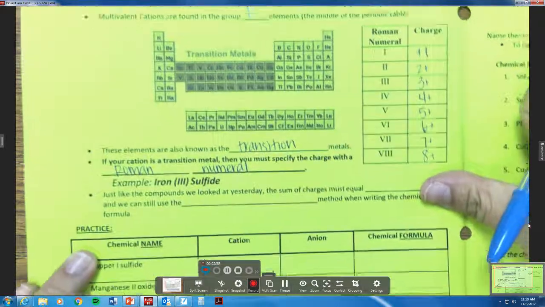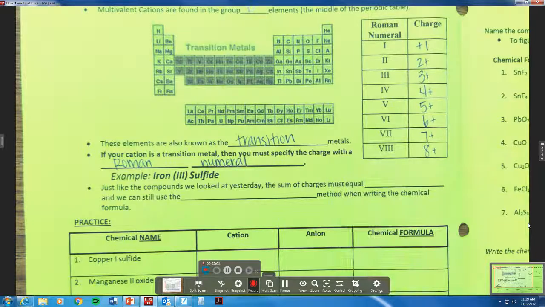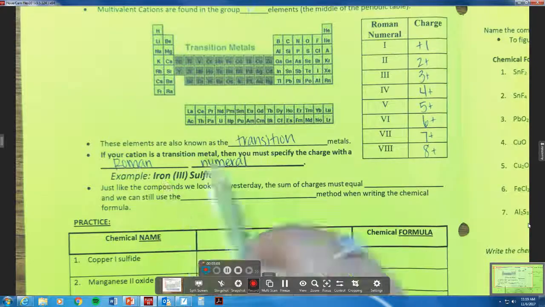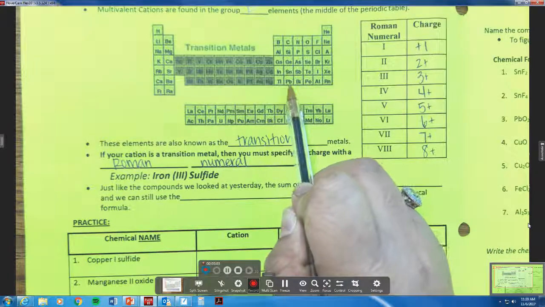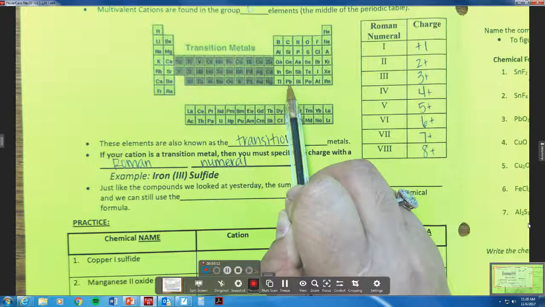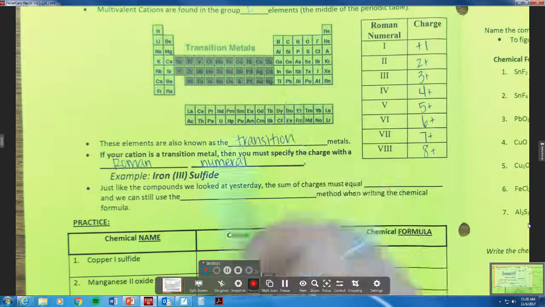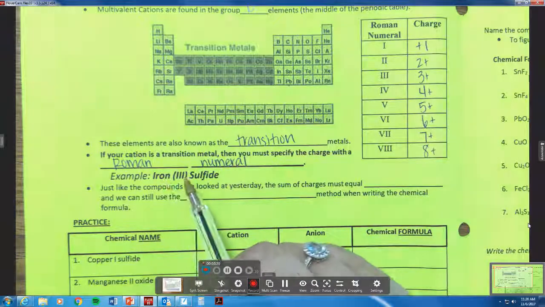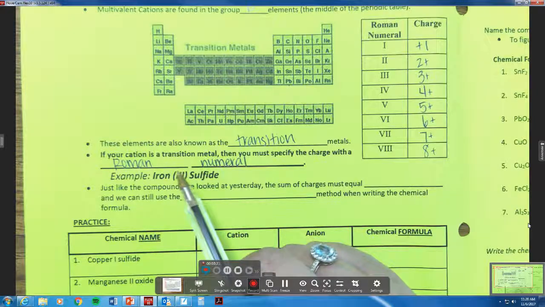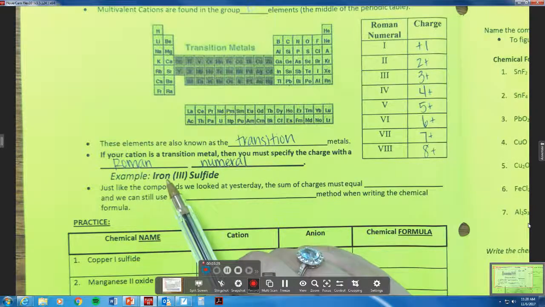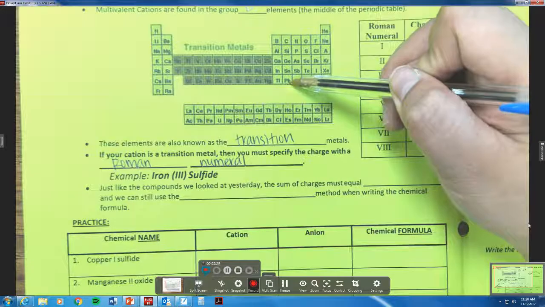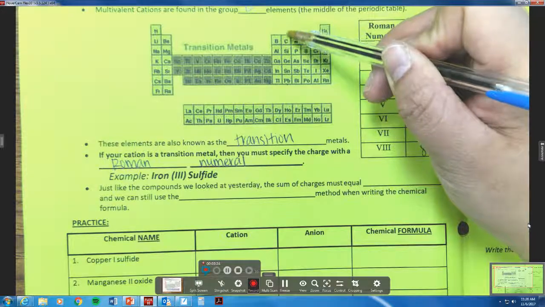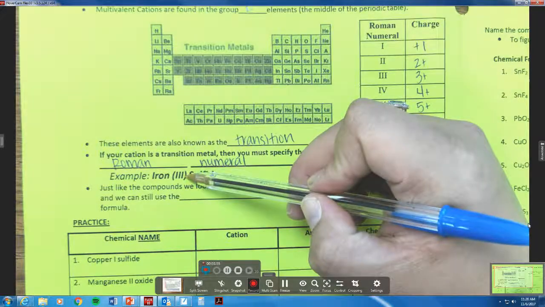An example of how to use your Roman numeral: iron is considered a transition metal. Iron is right here on your periodic table, so it's a transition metal, and because of that it's going to need a Roman numeral. We're going to represent that as iron 3 sulfide. The 3 represents iron's charge. Now, on the periodic table, Pb, or lead, is actually in group 4, but that's not its charge.